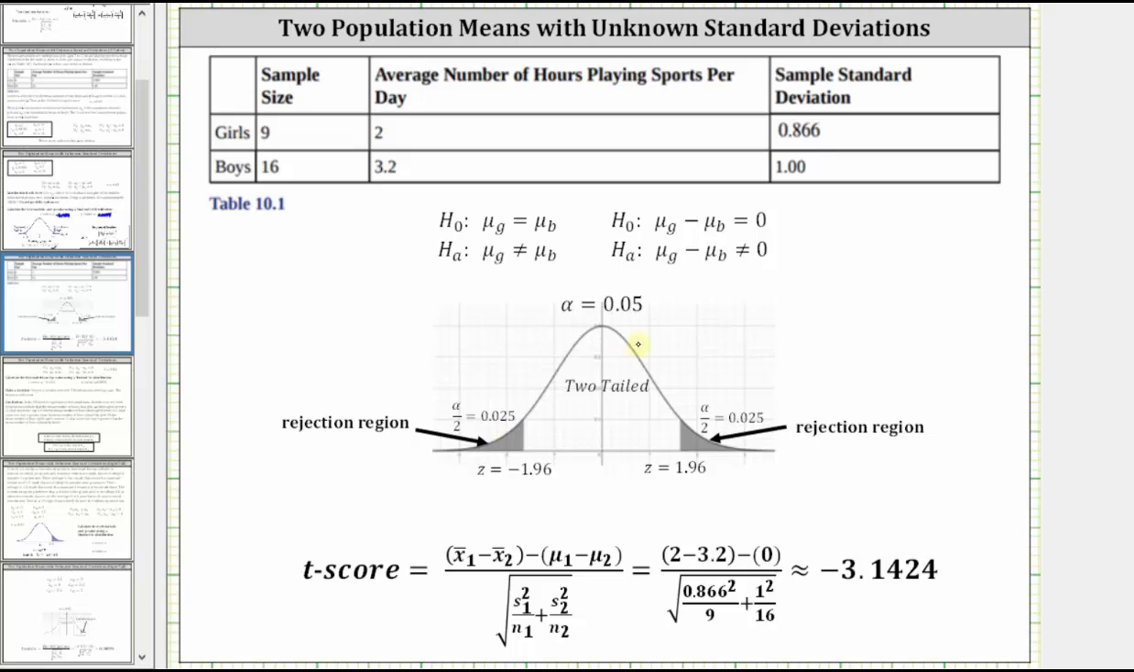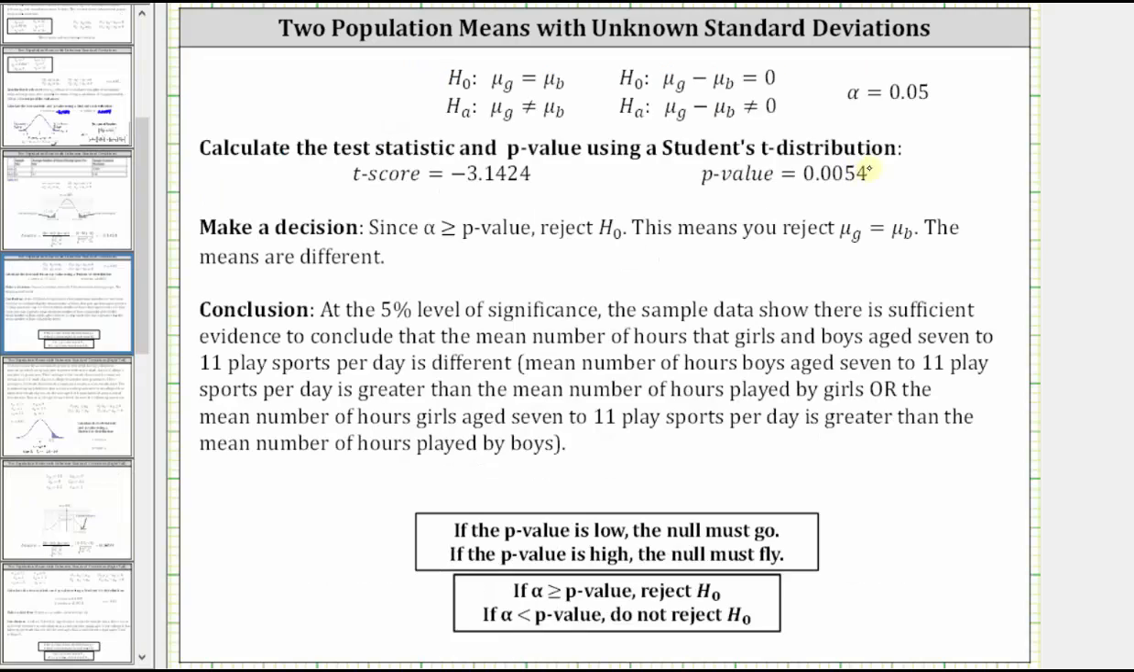But let's also find the same conclusion comparing the p-value with alpha. Notice how the p-value is low compared to alpha, and if the p-value is low, the null must go. Or more formally, because the p-value is less than or equal to alpha, or because alpha is greater than or equal to the p-value, we reject the null hypothesis, which means we reject that mu sub g is equal to mu sub b. The means are different.